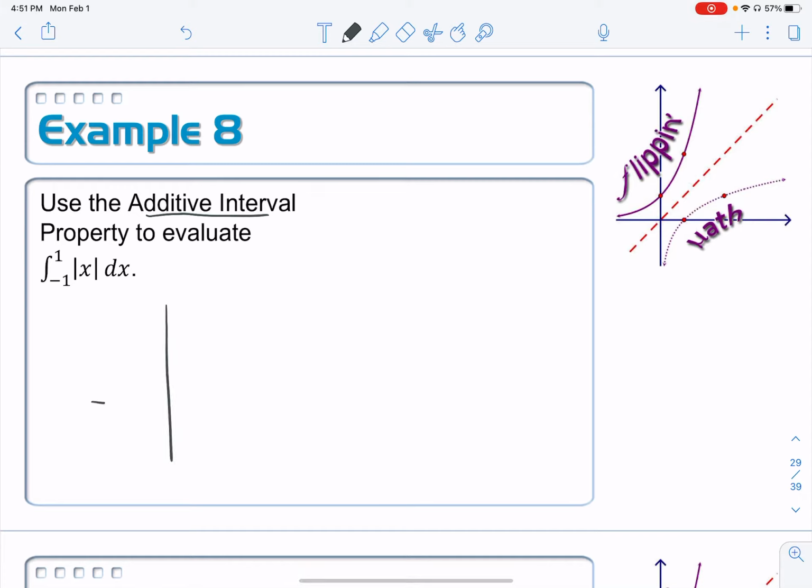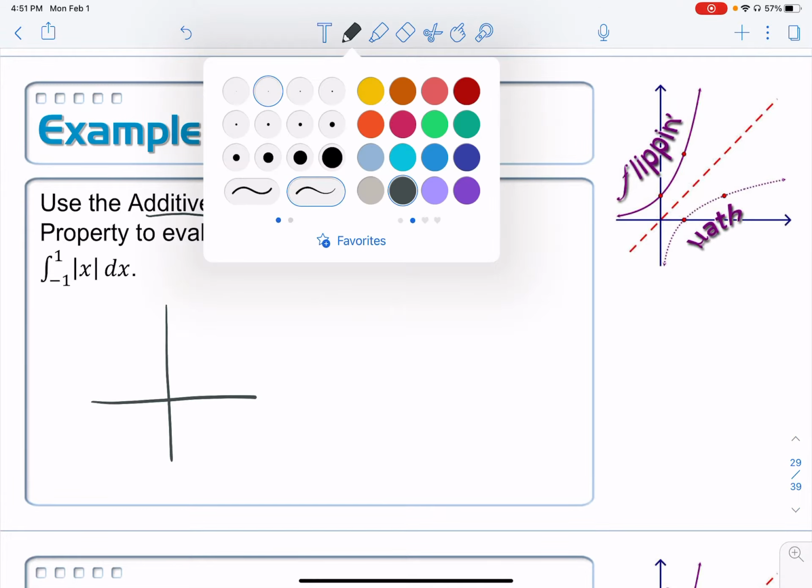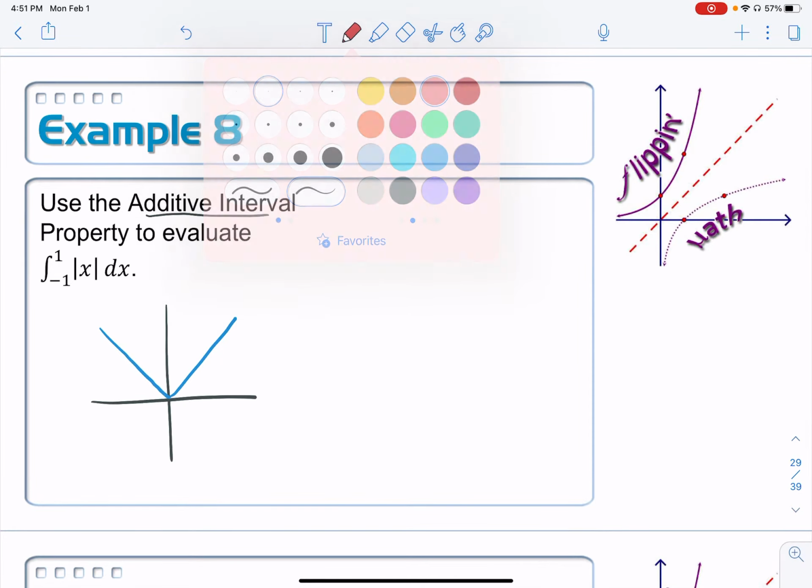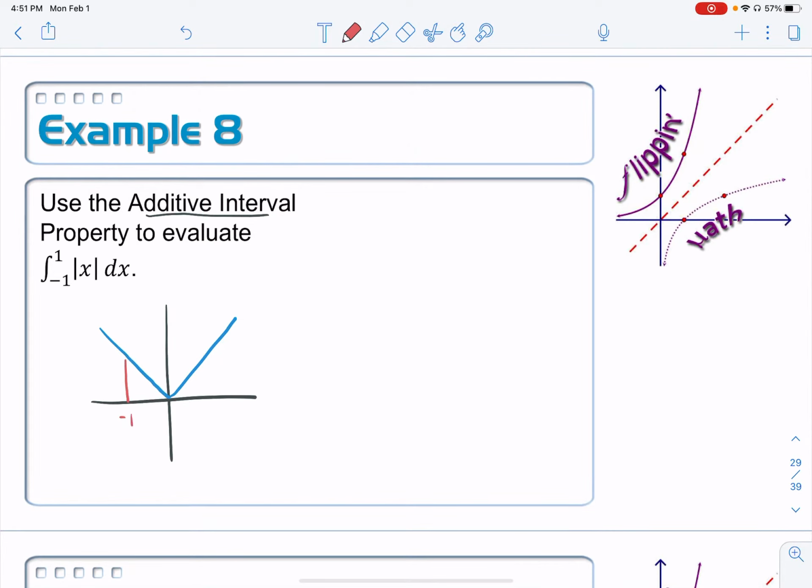Okay, so I'm going to draw a graph here of the absolute value function, just this V shape. And then we're going to go from -1 over here to +1 over here. Now nothing's below the x-axis, so nothing's going to cancel out. I just want to find the area of this triangle plus the area of that triangle.